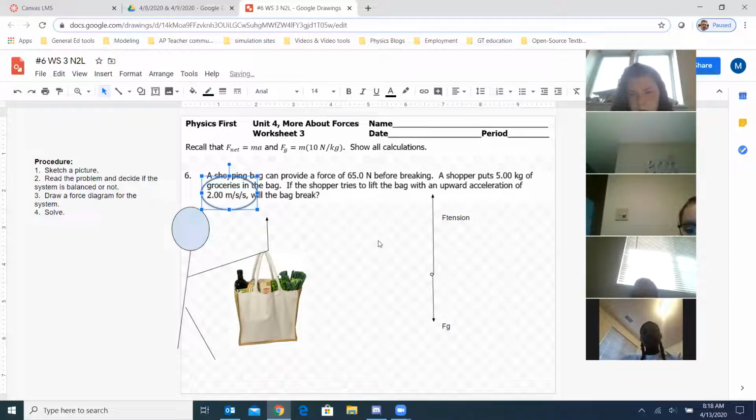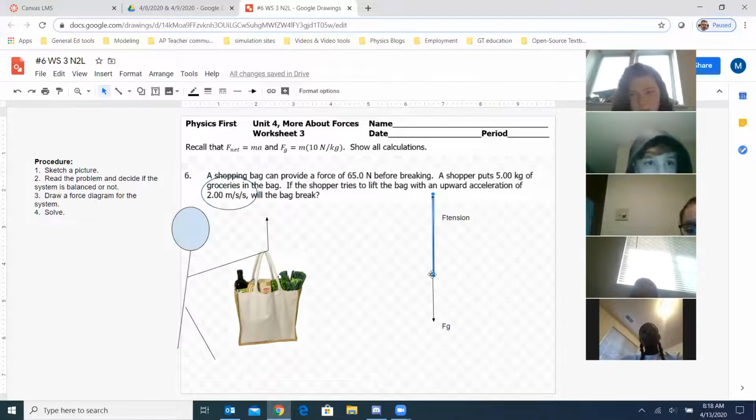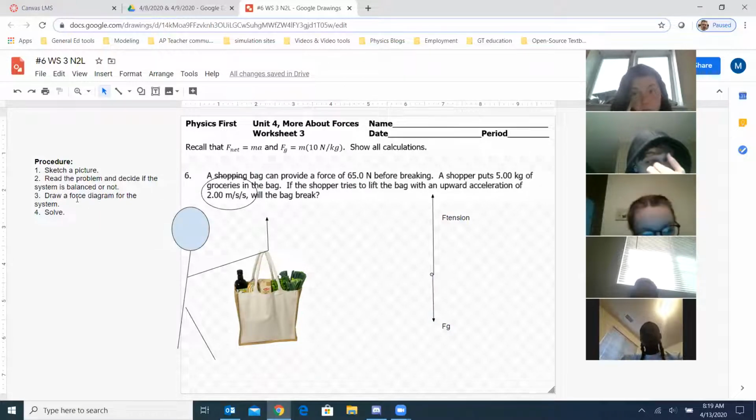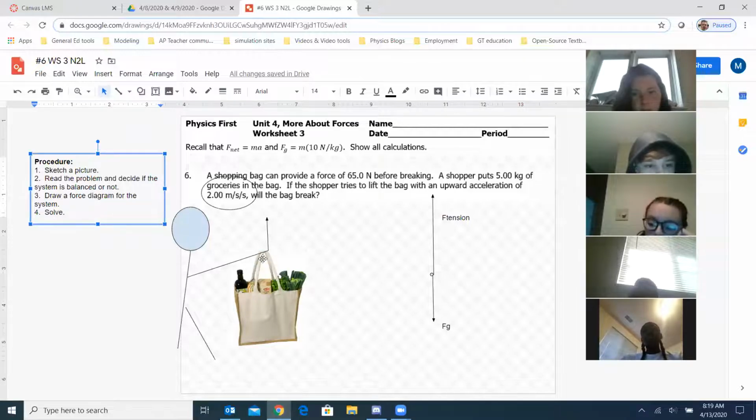So that means it's not balanced. So that means the tension force, that upward force, is bigger than the gravity force. All right, so I've got my picture. I figured out it's not balanced. I've drawn the force diagram, and now I just need to solve it.